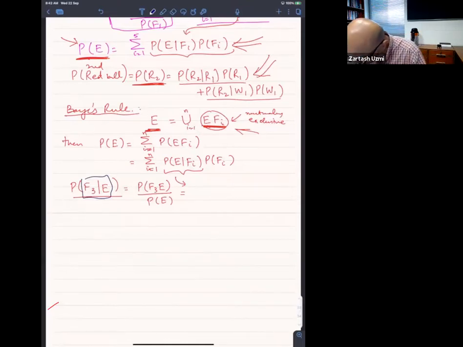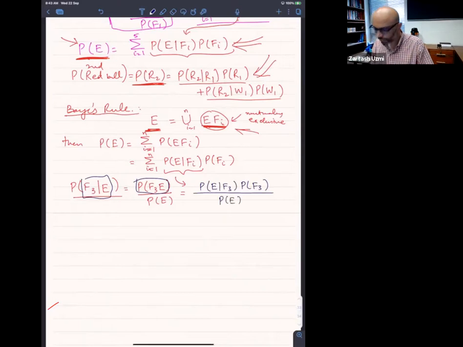So E given F कैसे निकालेंगे? यहाँ पे इसको मैं चेंज करता हूँ. So I can break this guy here. Probability of F3 and E as probability of E given F3 into probability of F3. Numerator को मैंने ऐसे break कर दिया. Divided by probability of E. Now this is easy to find. This is also easy to find. Why this is easy to find? Because we have already found this by using partitions.